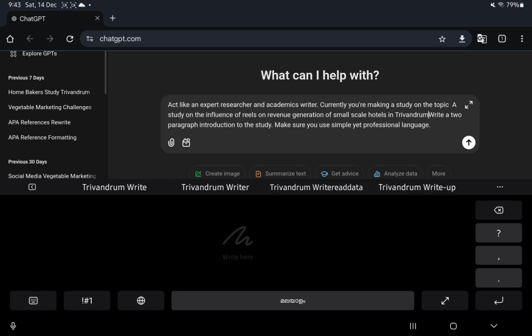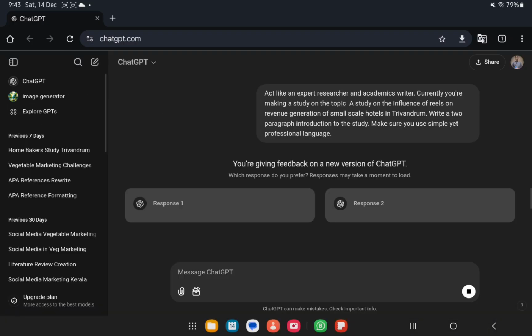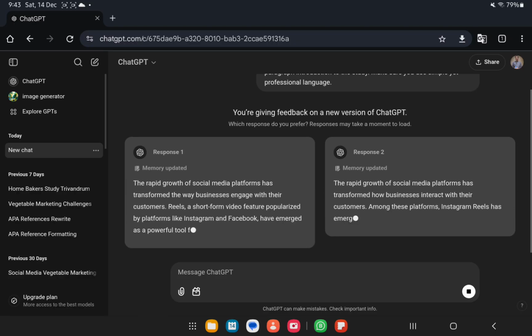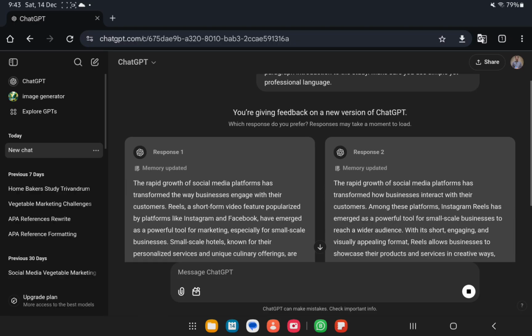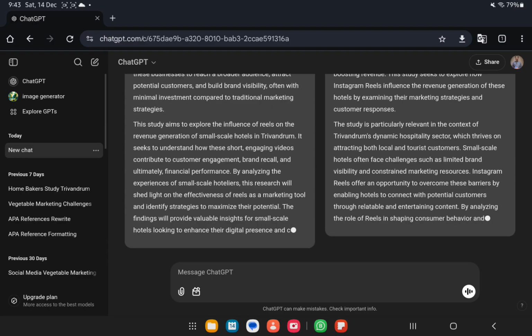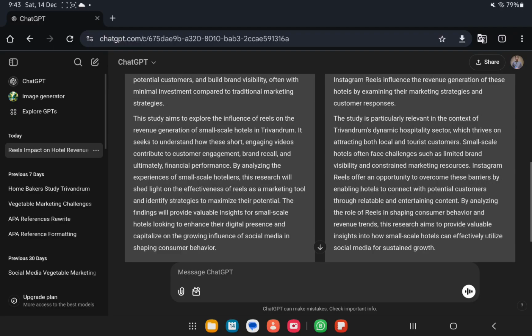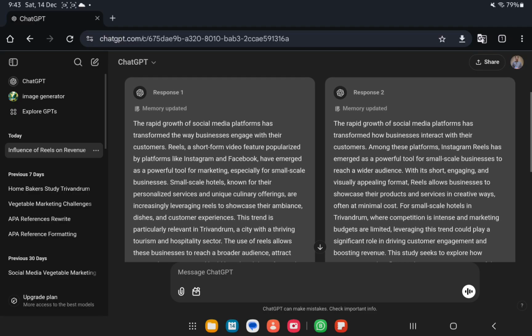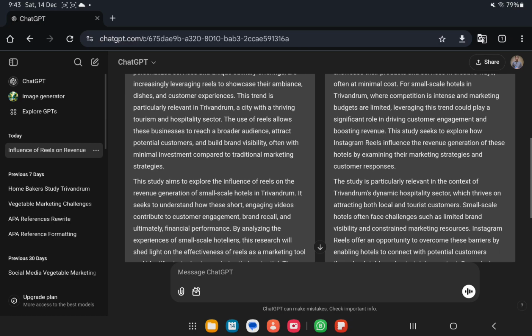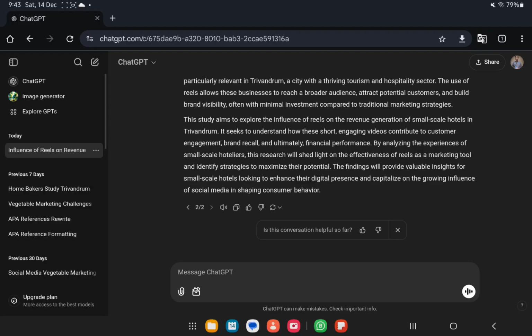Then, write a 2-paragraph introduction to the study. Make sure you use simple yet professional language. Okay, just go. Don't worry, sometimes they will give 2 responses to get your feedback. Don't worry about that. I can choose any one. Just have a read. Most probably both of them would look alike. I'm just going with this one.